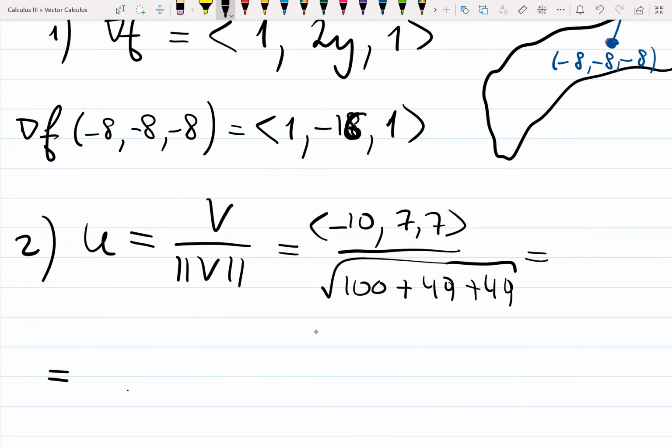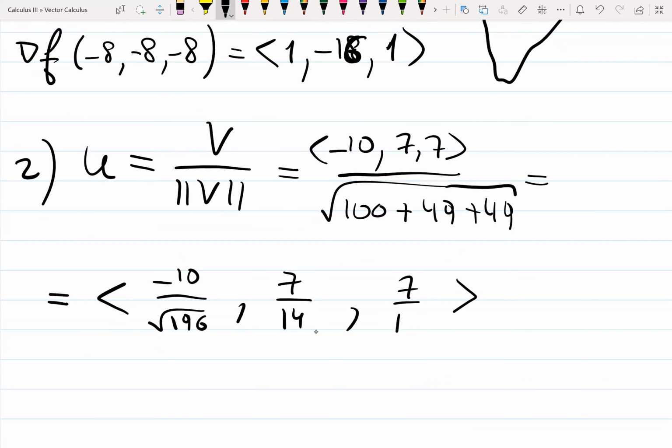That will be the vector minus 10 over the square root of 196. Okay, I did it. What is the square root of 196? People are still distracted. 14, 13, 14. 14, thank you. 4 times 4 is 16. Yeah, that's good. Over 14.